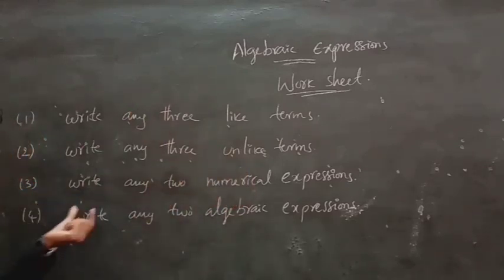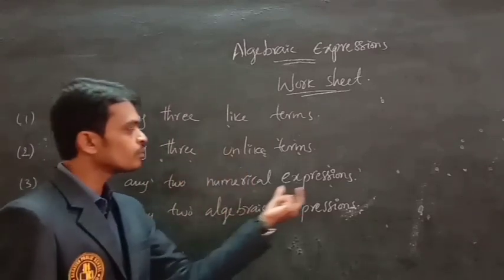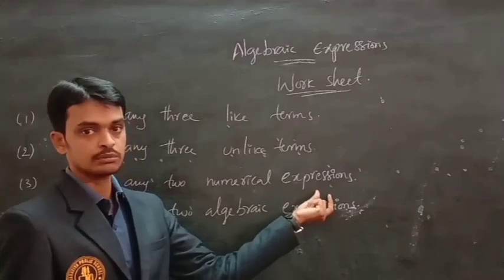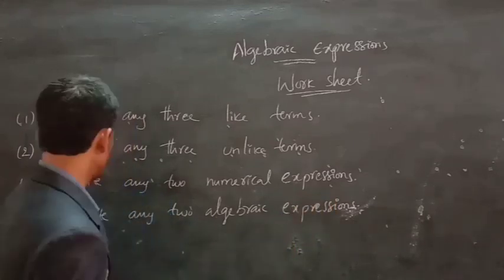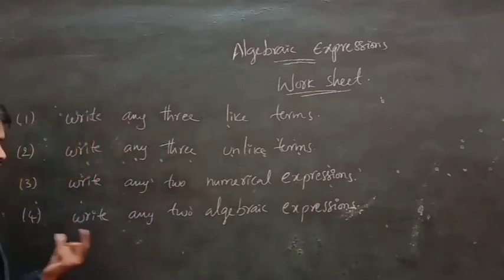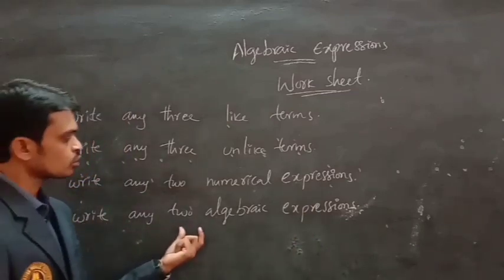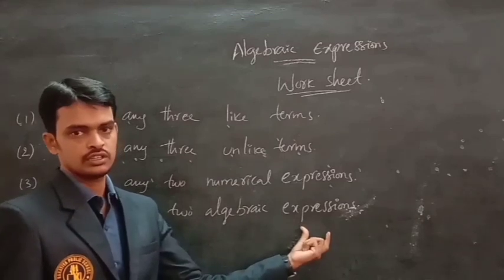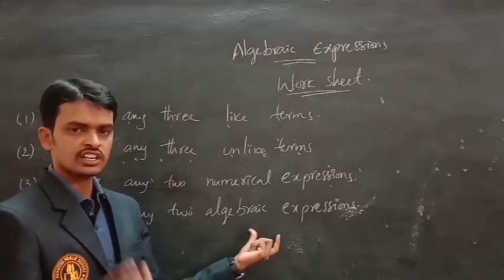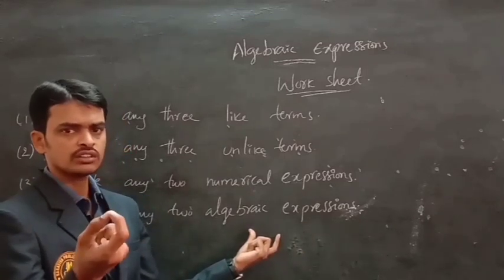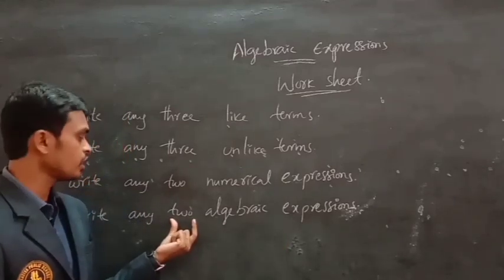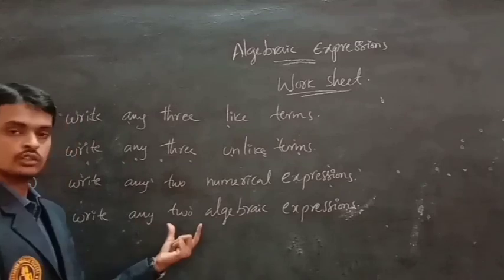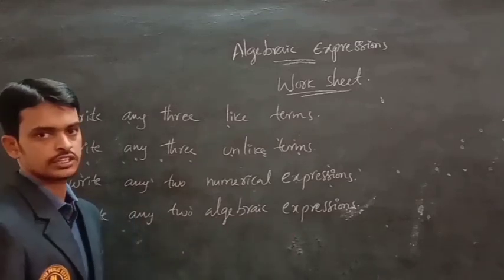Now third one: write any two numerical expressions, nothing but every term should be a constant. Now fourth one: write any two algebraic expressions, nothing but expressions with at least one variable. Like that we have to write any two algebraic expressions.